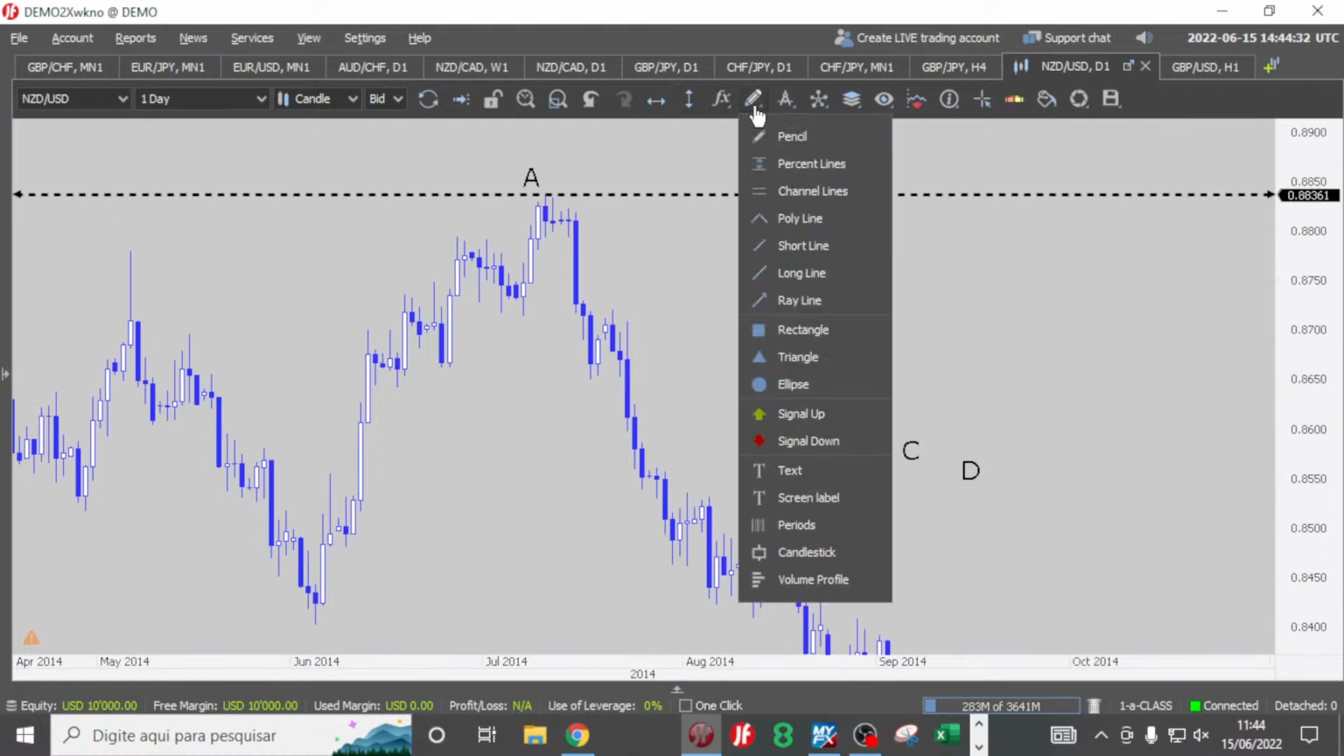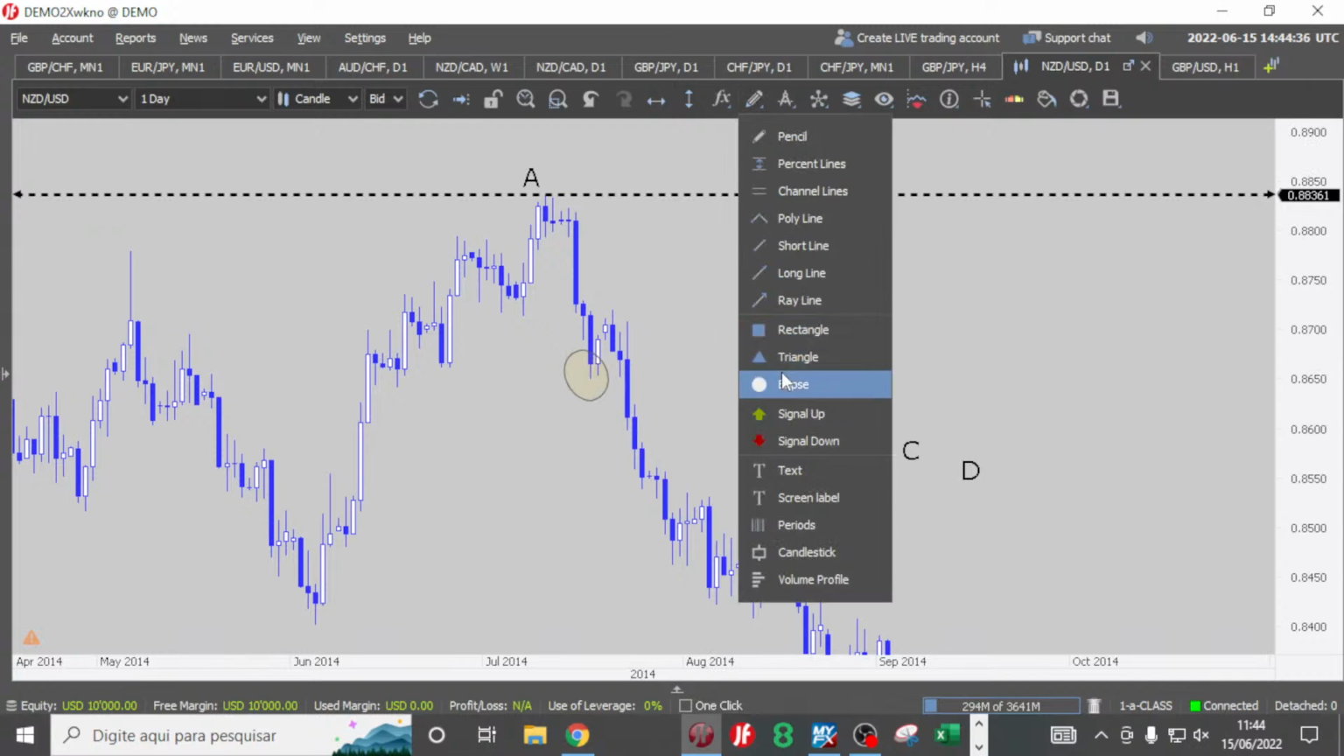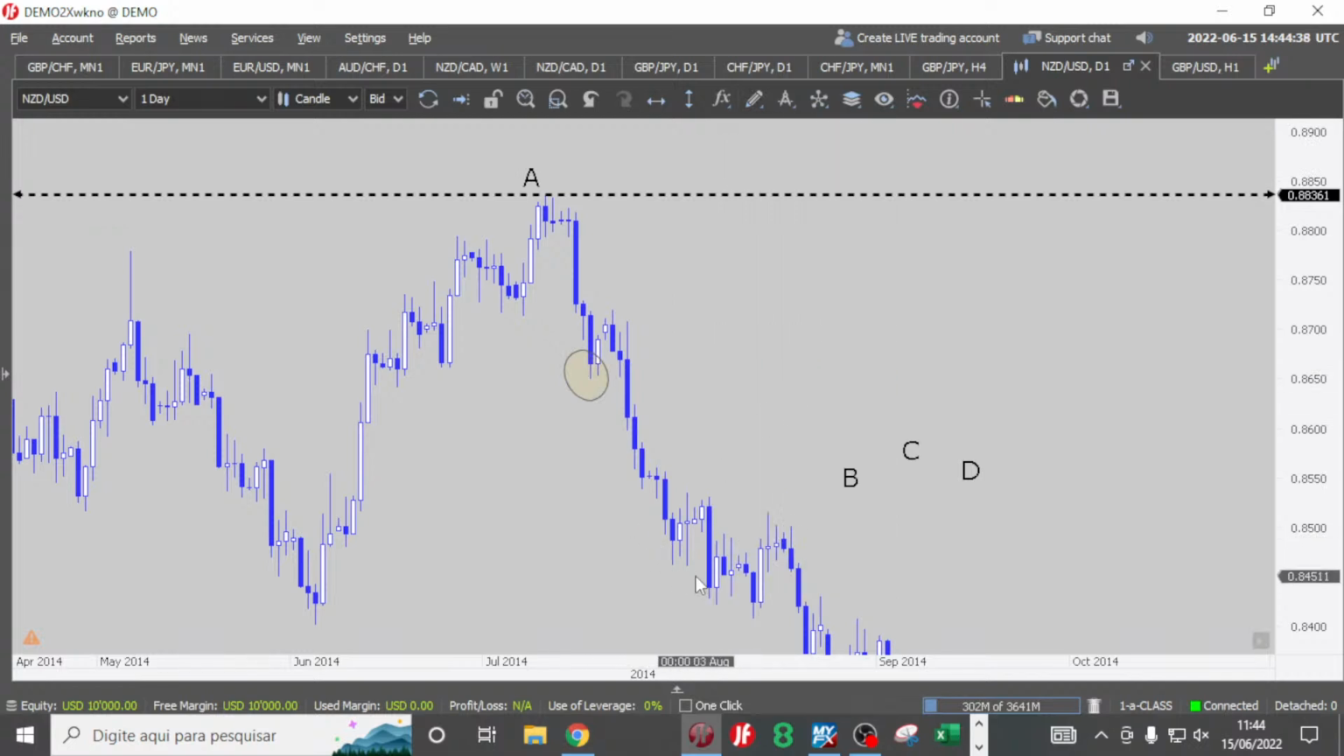Okay, everybody, which one is our B? Is the first circle our B, or is the second circle our B, down in here? Which one is the B?